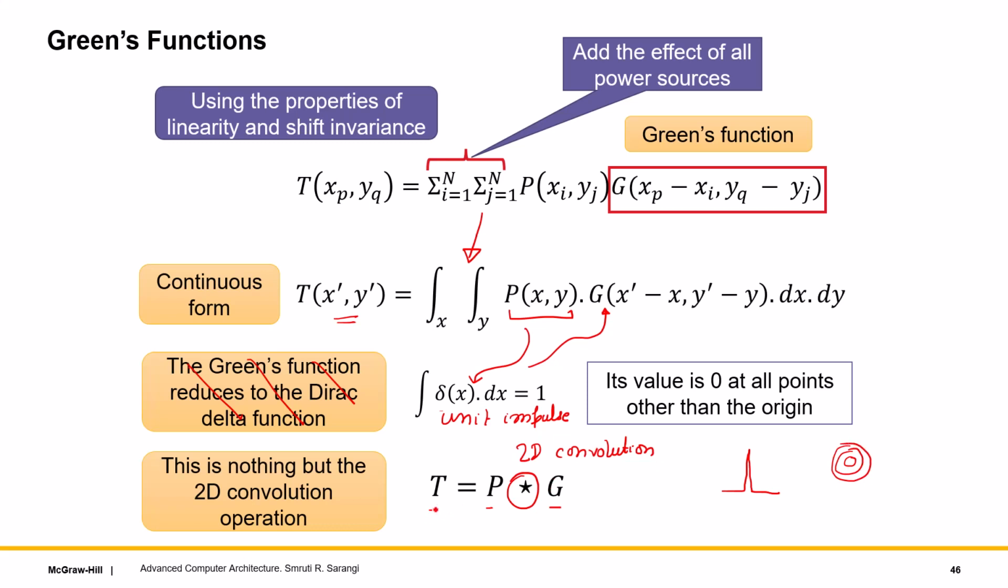So all that I need to do to compute the temperature is take the power profile and convolve it with the Green's function. This is a very fast operation and it is linear in the number of cells. Previously it was quadratic in the number of cells, but this is linear, hence it is much faster. If you have 10,000 cells, it's 10,000 times faster. So a quadratic problem has been converted to a linear problem using this approach, which is quite important in this case.